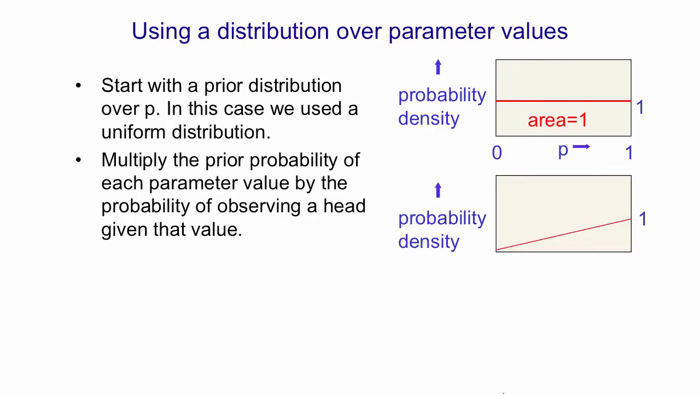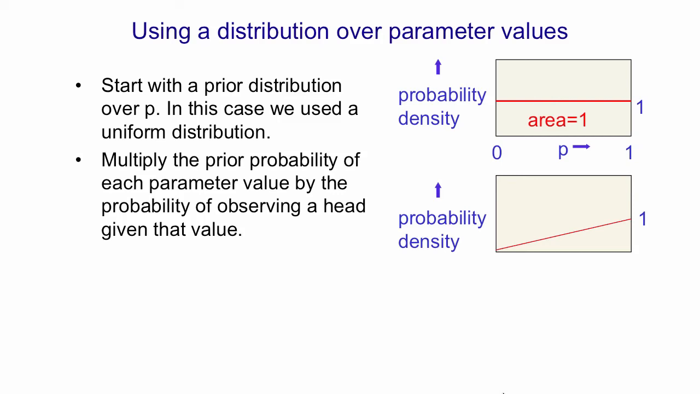We now observe a coin coming down heads. So what we do now is, for each possible value of p, we take its prior probability and we multiply by the probability that we would have observed a head given that that value of p is the correct one. So for example, if we take the value of p equal to 1, which says coins come down heads every time, then the probability of observing a head would be 1.